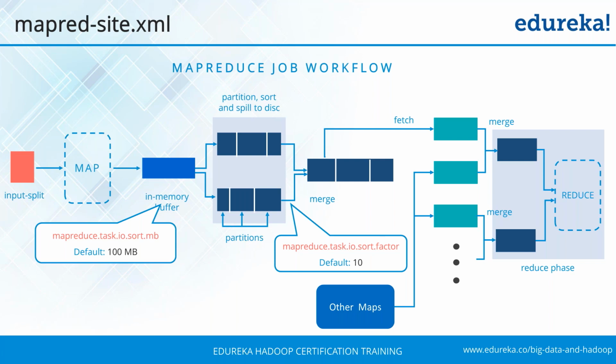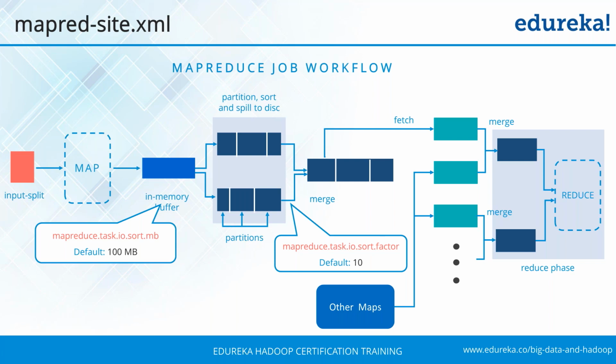Okay. So the greater the value of this sorting, obviously the fewer the spills to the disk, and it will save the time of writing to the disk, and the less the time, the more the performance of your MapReduce. Okay. I hope it makes sense.